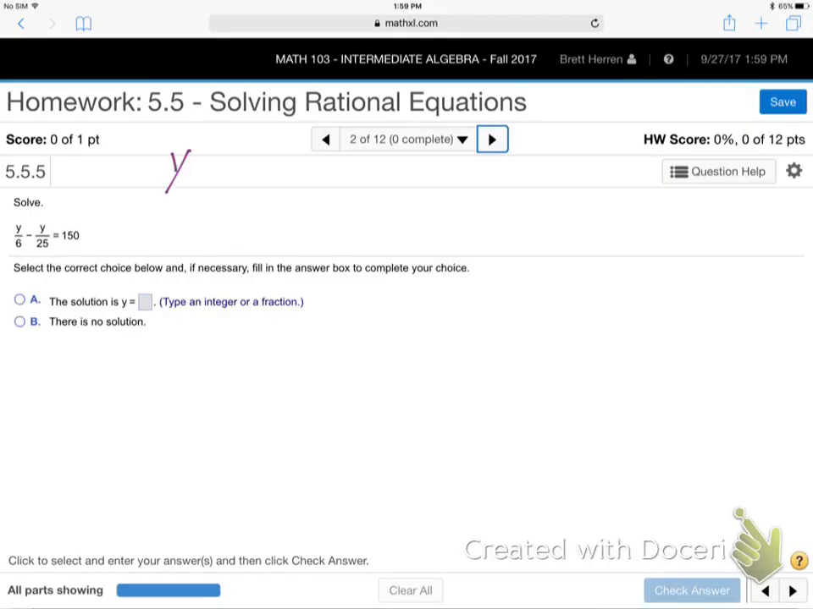So y over 6 minus y over 25 is 150. So you got to find the common denominator, right? Do the little box thing on the side. Is that 150 a denominator? No, it's not. It's not under a bar, so it's not part of the denominator, right?